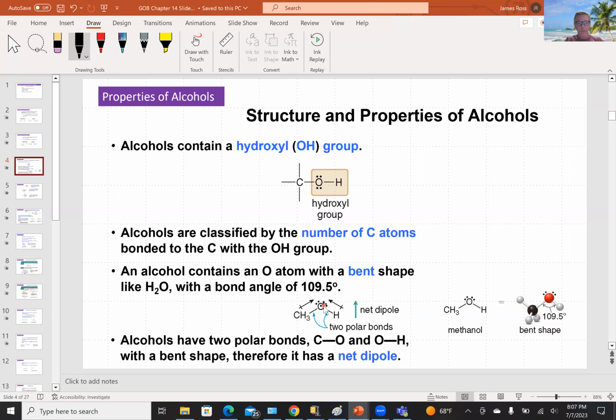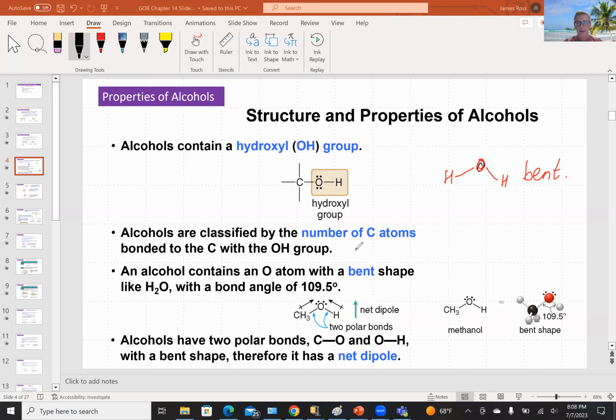If you remember from a different chapter, a water molecule has a bent shape. If you cast your mind back to VSEPR theory, I've just told my computer to be red and it just can't do it. I hope the Zoom people are watching this. Okay. So we know that water has this bent structure.